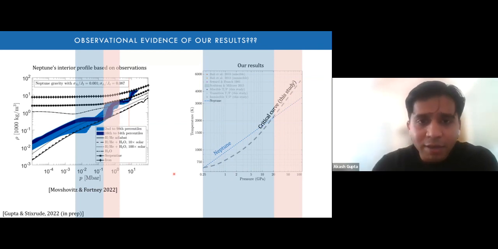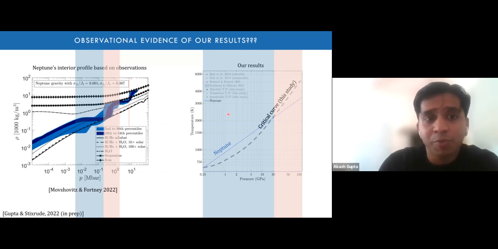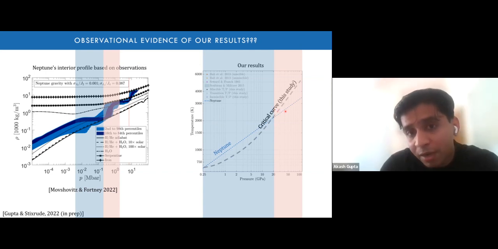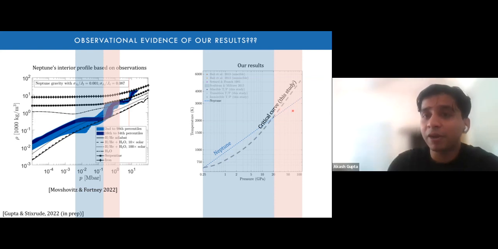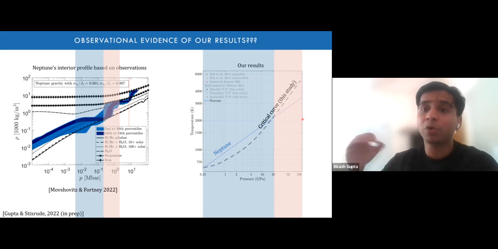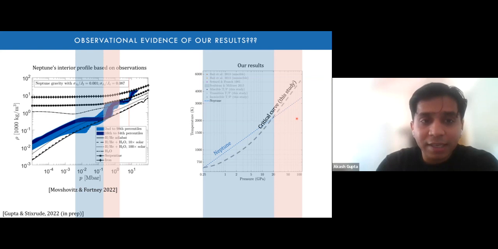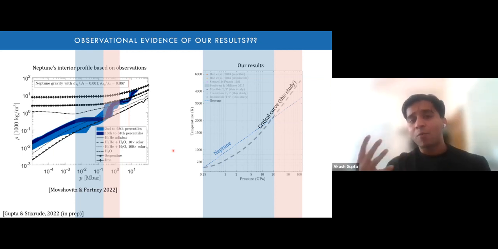The main takeaway here is that, first of all, in this entire blue region, you expect hydrogen and water to be completely mixed with each other. Whereas beginning at this 20 gigapascal point, where this red panel starts, you expect hydrogen to be less and less dissolved, and as you go to higher pressures, you expect a purer and purer water interior. Interestingly, this is exactly where you see this huge bump in the density in the interior of Neptune.